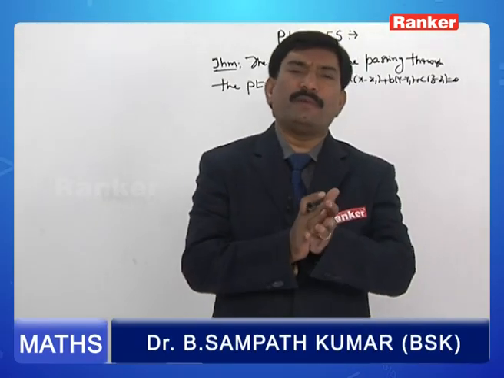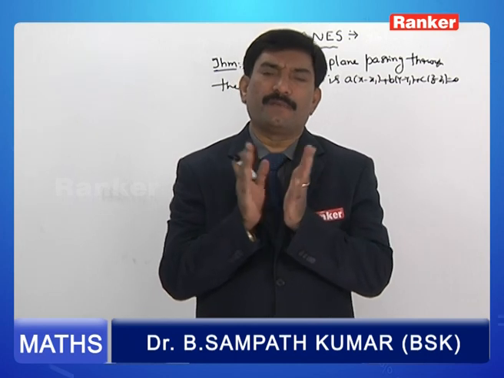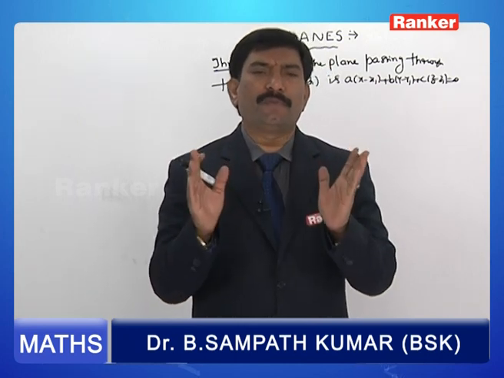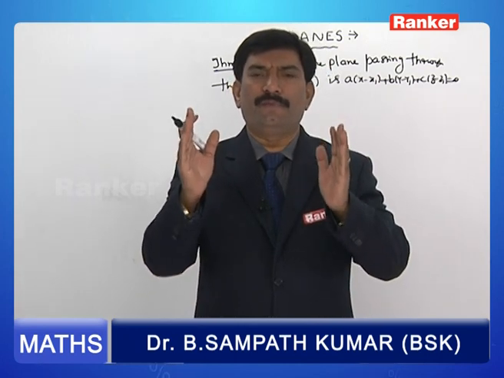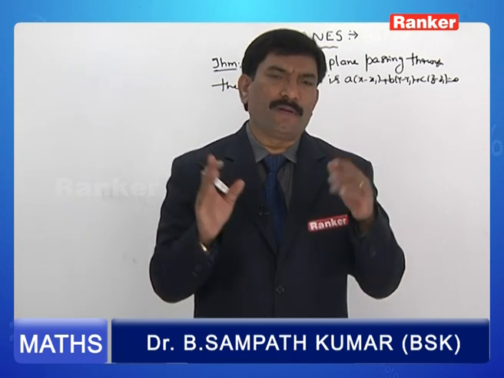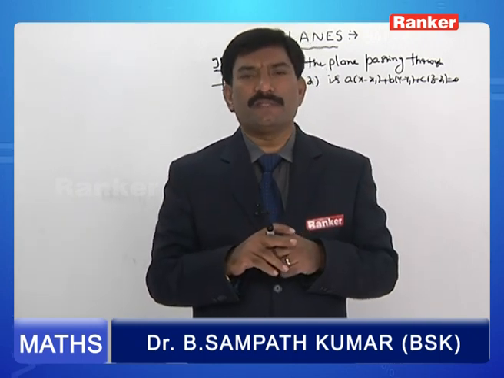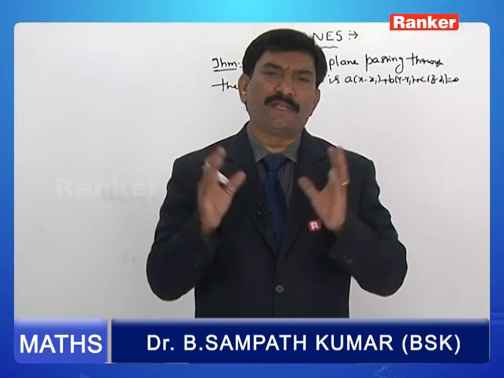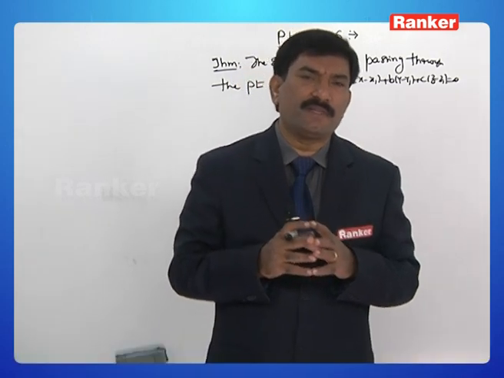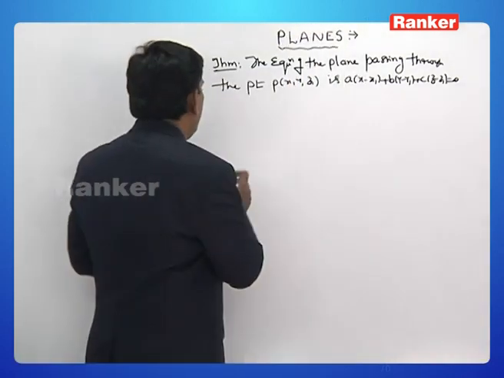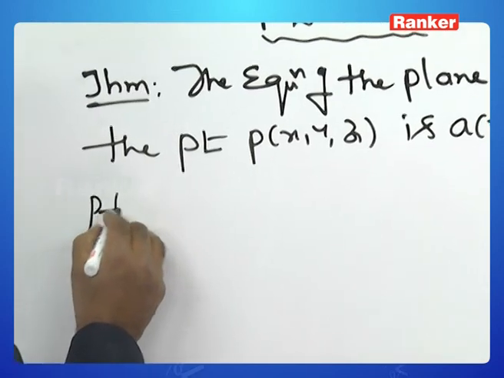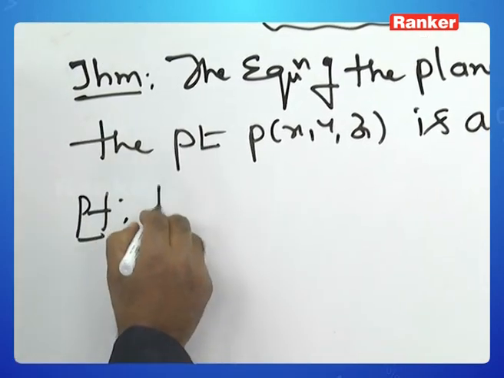Now, how to find out the general equation of a plane passing through the point P of x1, y1, z1 is given by a into x minus x1 plus b into y minus y1 plus c into z minus z1. Now, let us see how this is. The proof of this one is very simple.